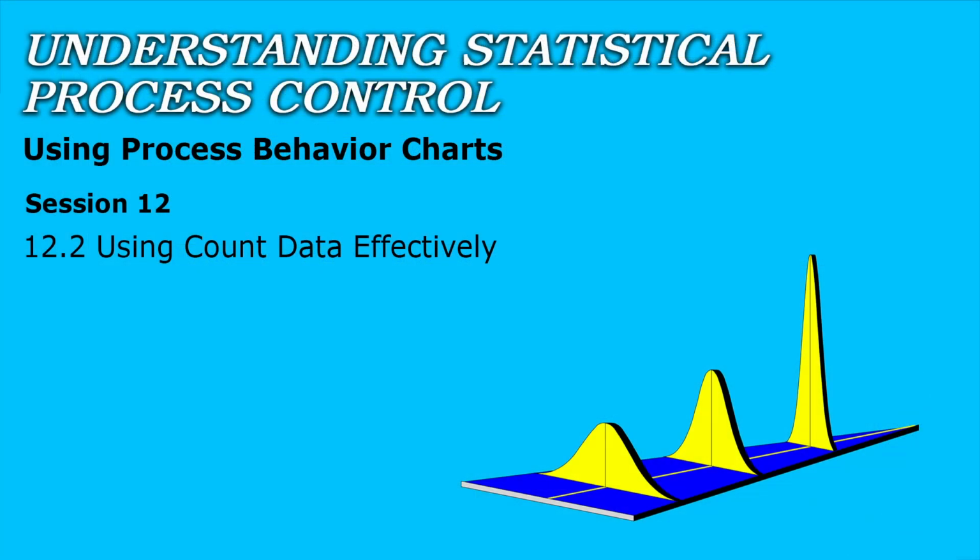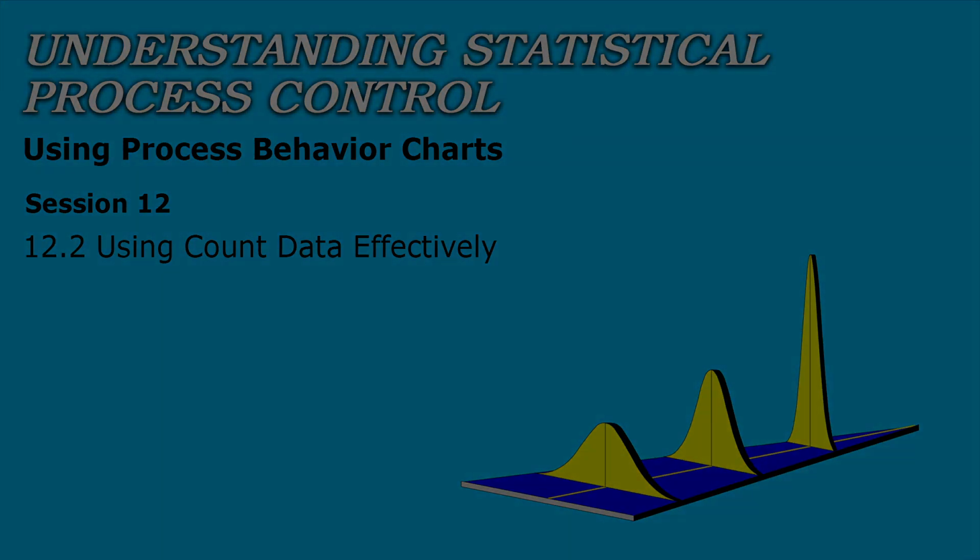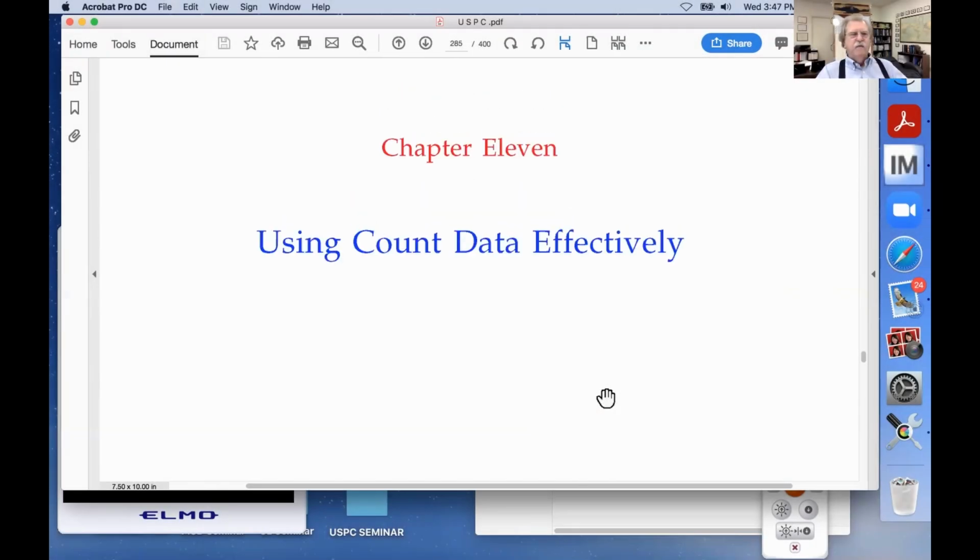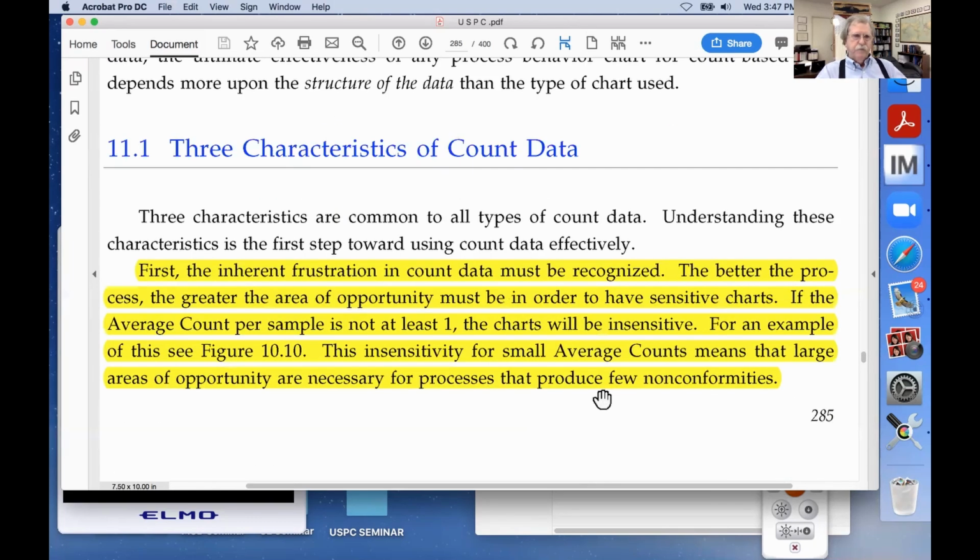Now we turn to Chapter 11 of Understanding SPC, which reveals the secrets of using count data effectively by means of several different examples. We begin on page 285. There are 3 characteristics of count data that make it difficult to use count data effectively.